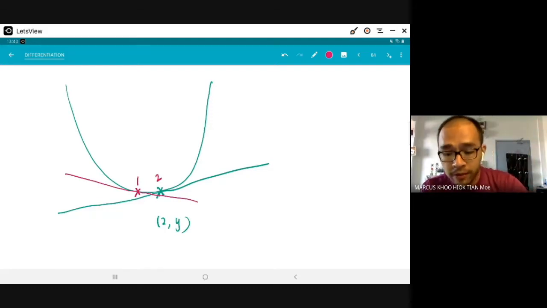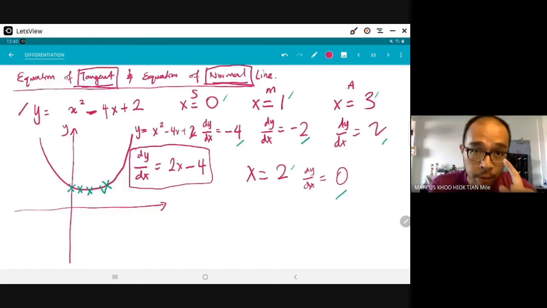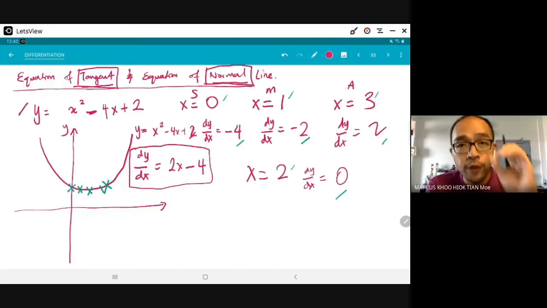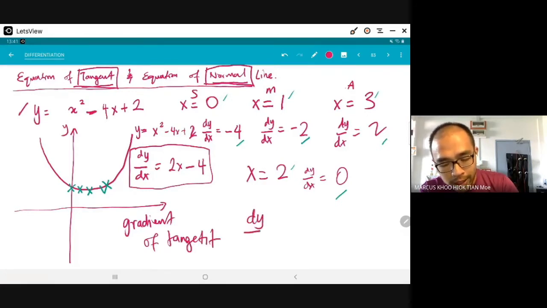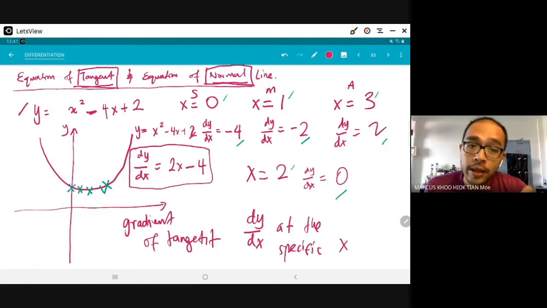Okay, so because of that, this is the single most important thing that you must remember. If you want to find the gradient of the tangent, you calculate dy/dx at the specific x value. This is very important. You need the x value to find the gradient of the tangent. That's point number 1 I want to make.